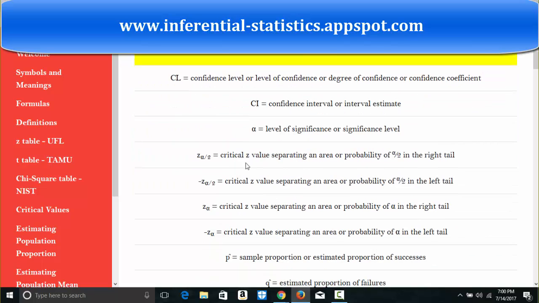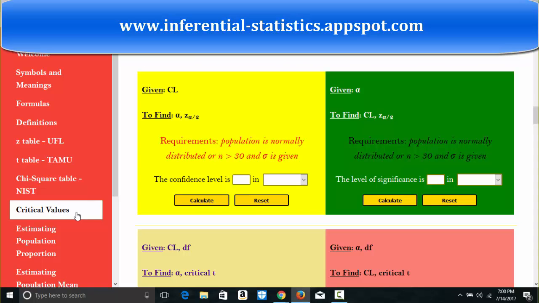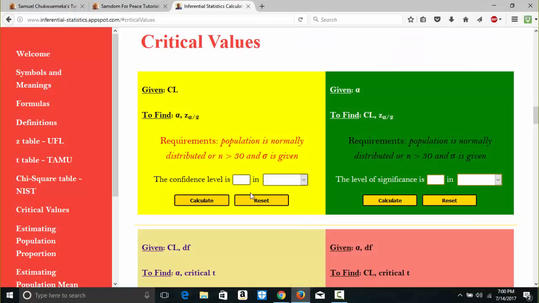And then the critical Z they are asking of is a critical Z value separating an area of alpha over 2 in the right tail. So I'm just gonna go here, critical values, click on it, and the confidence level is 88%. So here, when you're given the confidence level, this is what you use. So I'll put 88 and I'll click here and select percent. You make sure you select percent and then click calculate.